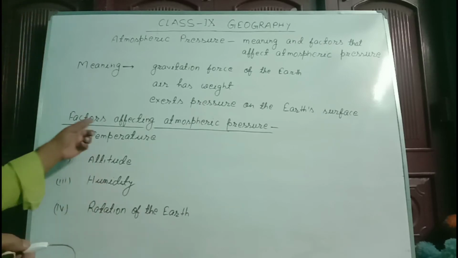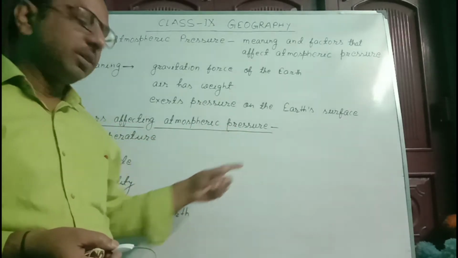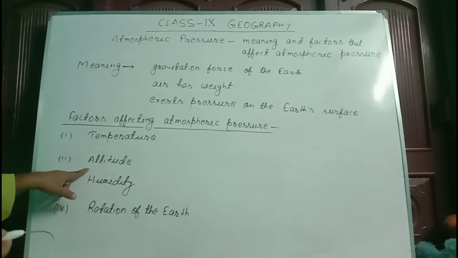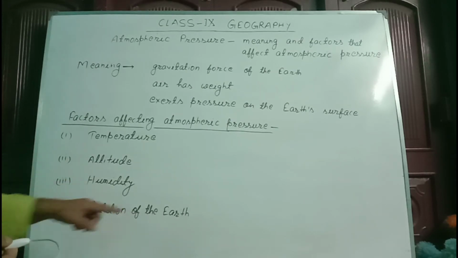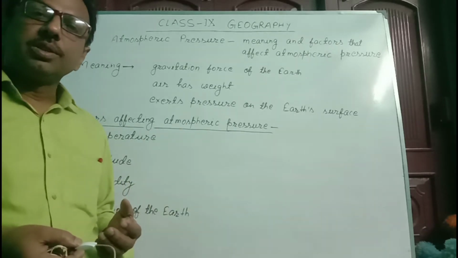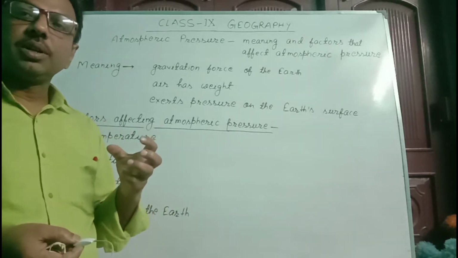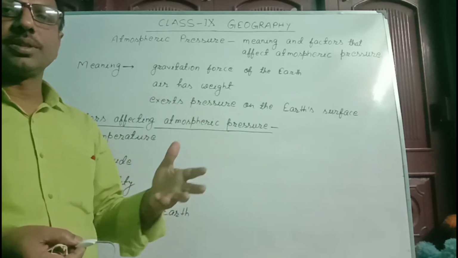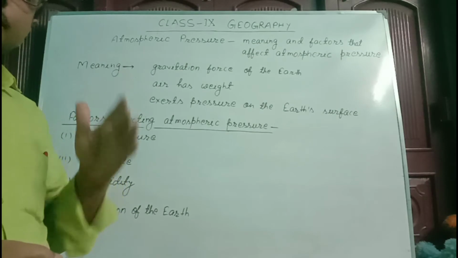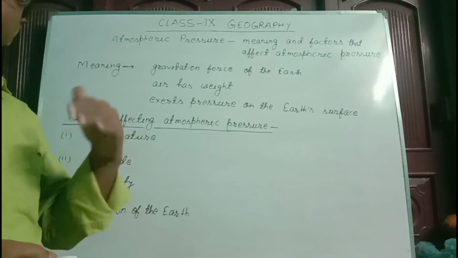Now let us see the factors affecting atmospheric pressure. Those are 4: temperature, altitude, humidity, and rotation of the earth. Temperature. If the temperature increases, then air pressure decreases, and vice versa. Means just opposite. If the temperature decreases, then air pressure increases.